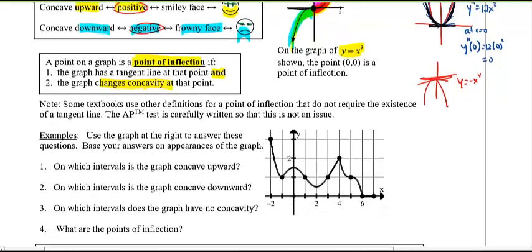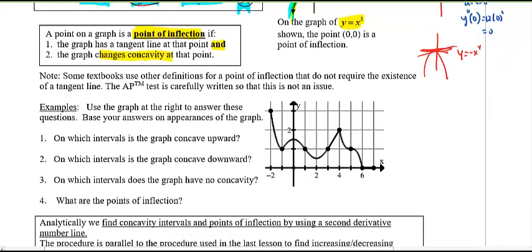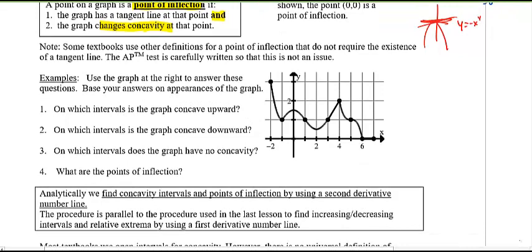Now I'd like you to take a look at example number 1. Oh, by the way, before that, just a note here, some textbooks use other definitions for a point of inflection that do not require the existence of a tangent line. Now the AP test, though, is carefully written so that this is not an issue, so don't worry about that for the AP exam. Now let's take a look at this example. I want you to try this, looking at the graph to the right, and then see if you can answer these questions based on their definitions from above. I'll give you 2 minutes. Go!